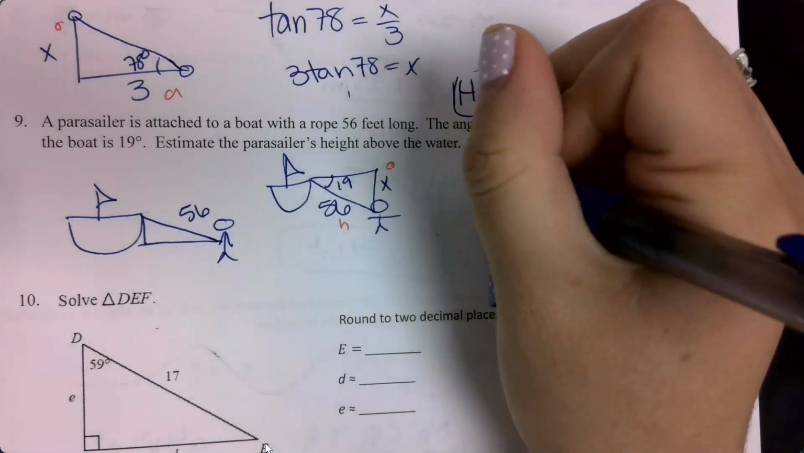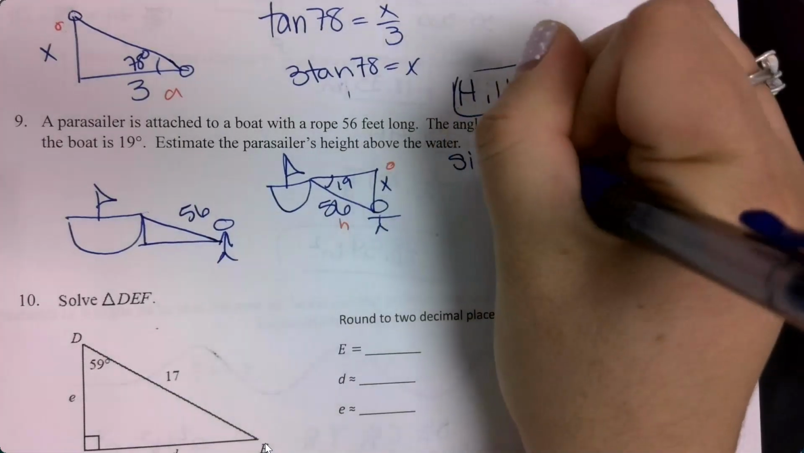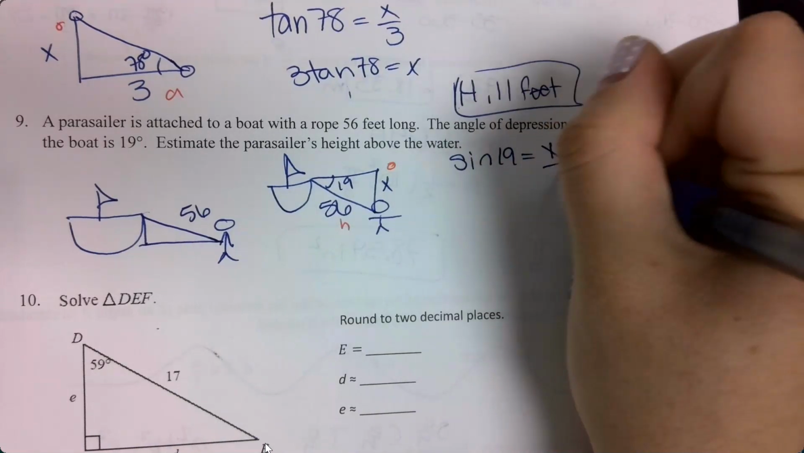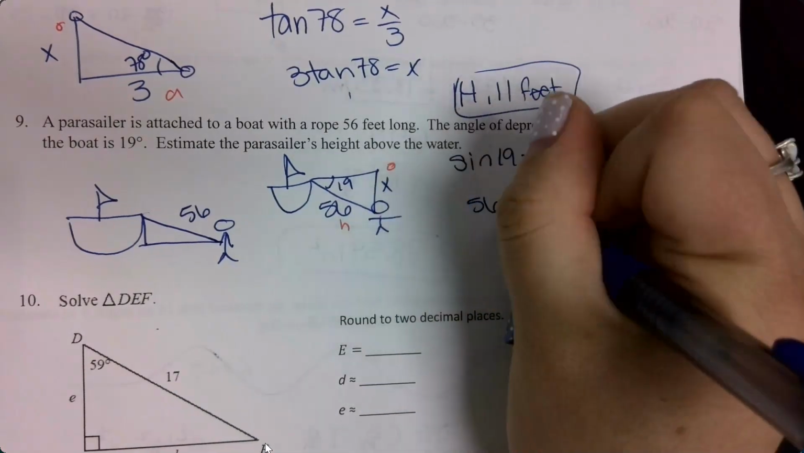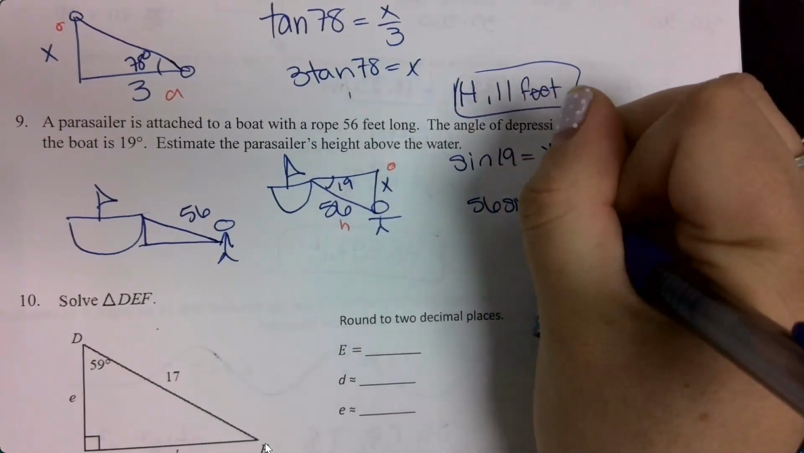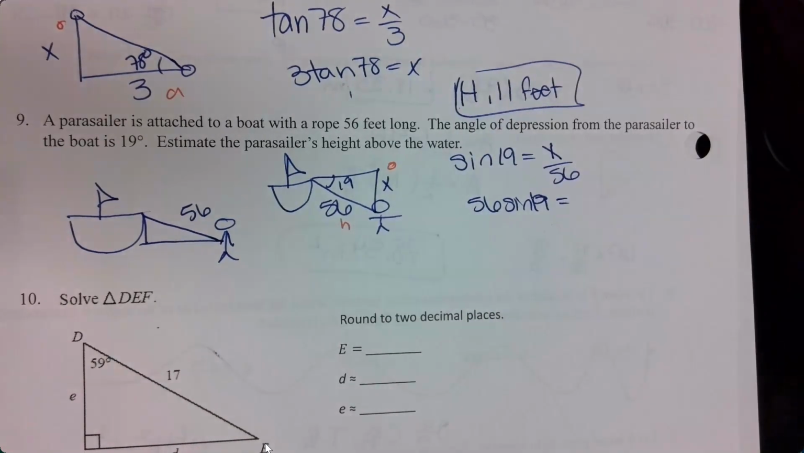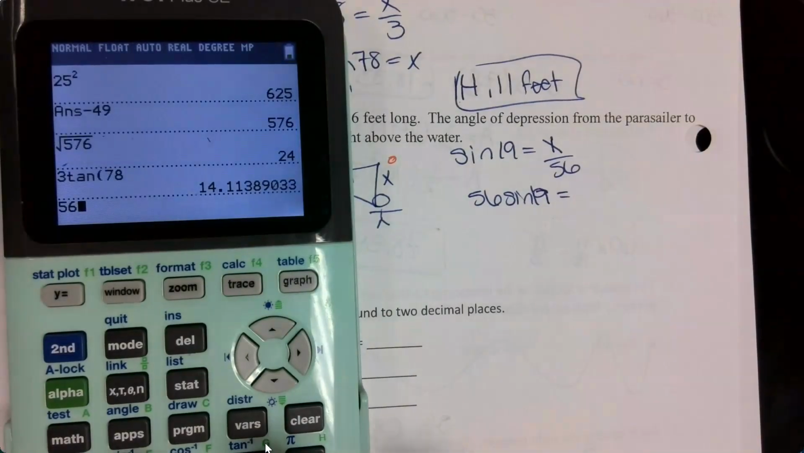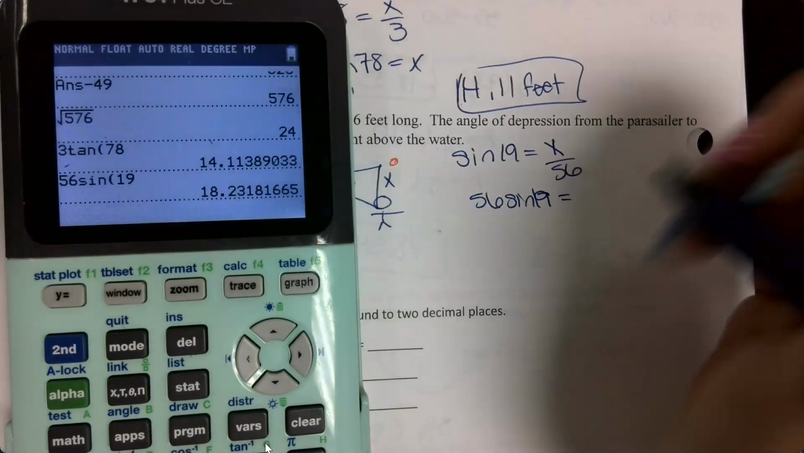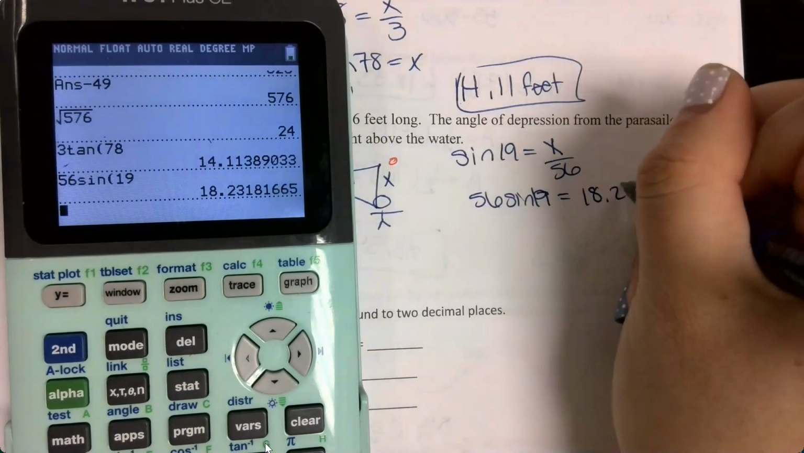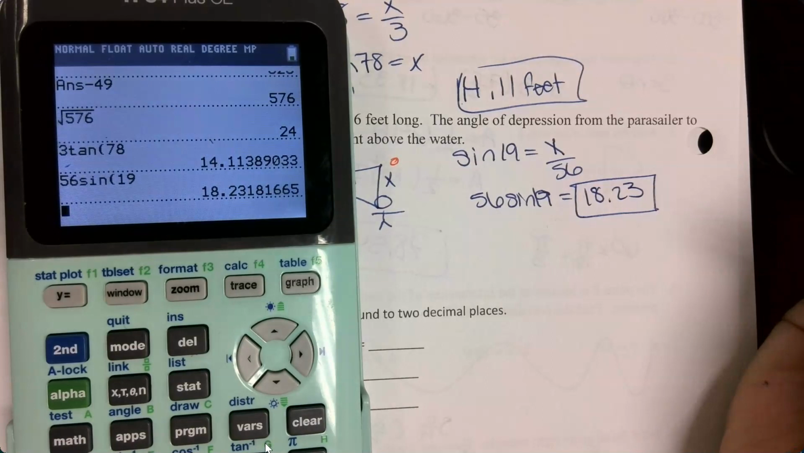So this is going to be sine 19 equals x over 56. Multiply both sides by 56, which gets me 18.23 feet.